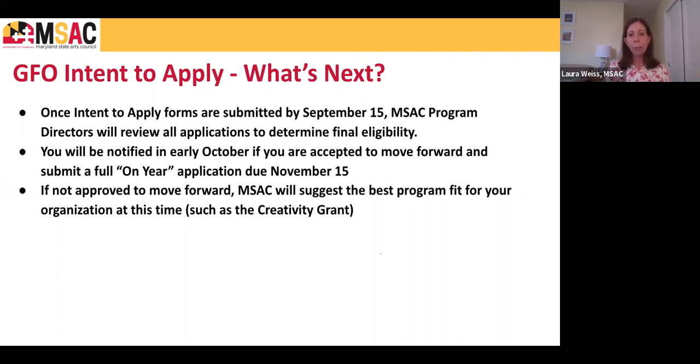If you are accepted into the program, you would then complete a full, what we call on-year application, which would be due on November the 15th, 2022. If you're not approved to move forward for this particular cycle, then we'll suggest some other programs that might fit your organization better at this time. That might include the Creativity Grant as another option for general operating support.